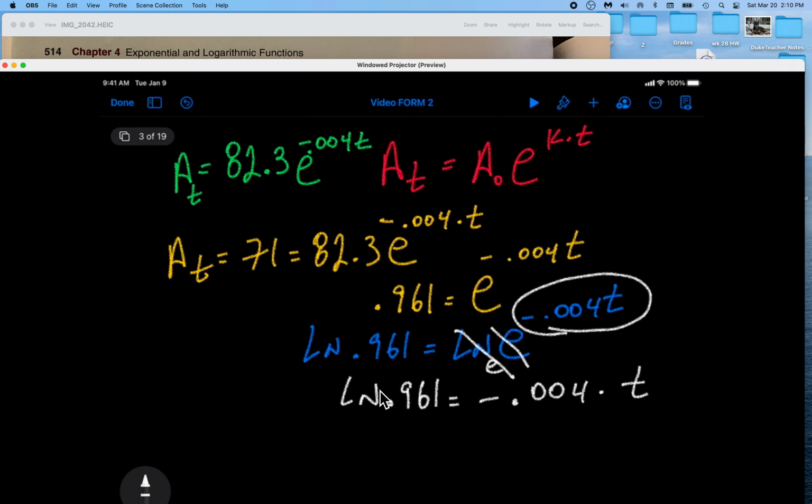Again, this is calculator friendly. You get this number, it's going to be negative. You divide by negative 0.004 and that gives you t, and the answer is 9.9 years. Again, problems like this, where you're given the model, you are often asked just to plug numbers in and find results.